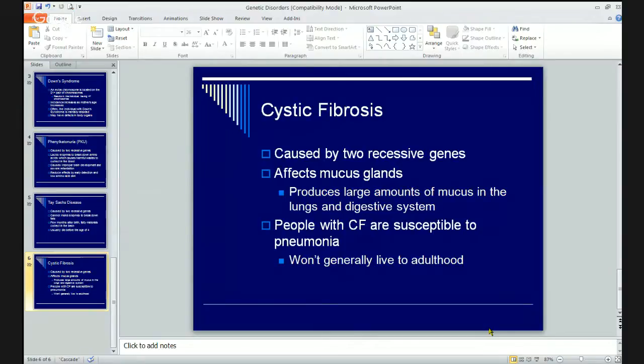Oftentimes, these individuals do not live to adulthood. Now, in recent years, we have been able to develop medications that slow down that mucus production, and now these individuals are able to live into their 20s or so, sometimes their 30s. It used to be back in the late 90s and early 2000s, these individuals wouldn't last into their mid 20s. They would pass in their early teens, late teens. But we are making progress, and so now these individuals are actually living a little bit longer.